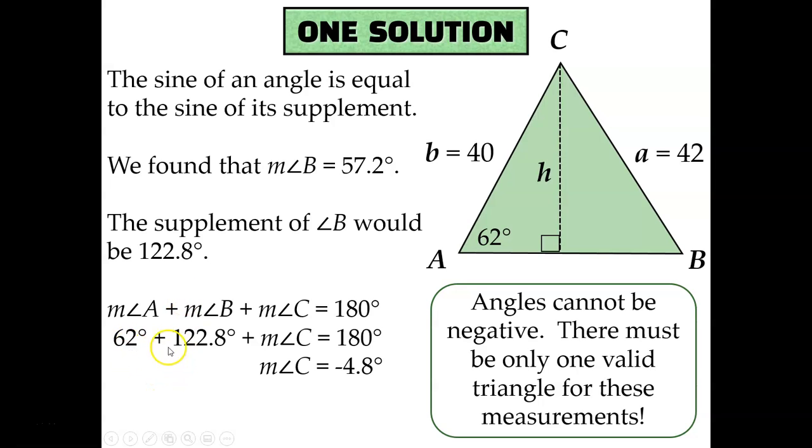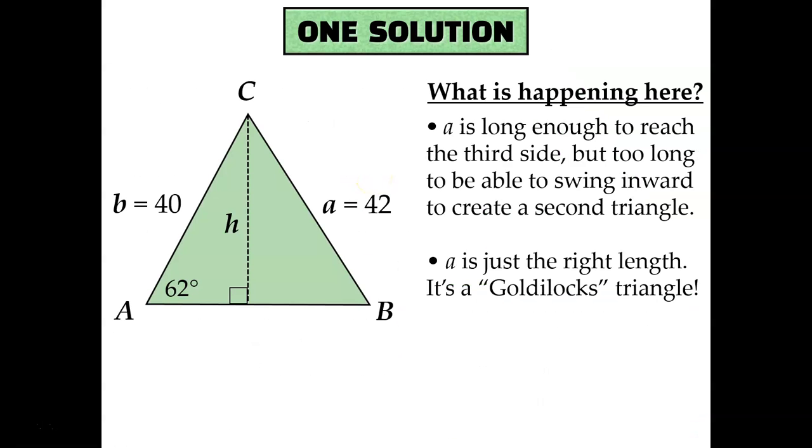So if I do 62 plus 122.8 plus the measure of angle C, the measure of angle C ends up being negative 4.8 degrees. And that's not possible. You can't have a negative angle measure. So in this case, the only angle measurement that would create a valid triangle is the original, 57.2 degrees. I like to call this the Goldilocks triangle because it's the one that's just right. You get one answer, not no answer, and you only get one answer, not two answers.